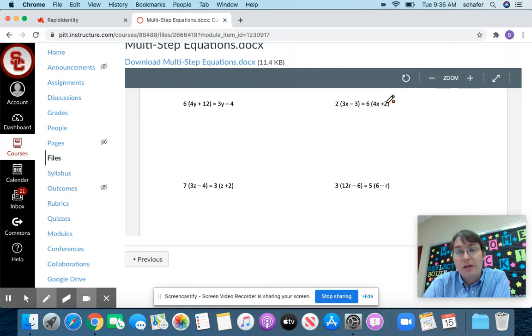What do I mean by this? Well, what I mean is that when you see the 2 outside, I'm multiplying everything in the parentheses by the 2. What is 2 times 3x? It's going to be 6x. What is 2 times -3? -6. It's going to equal, same thing on this side. What's 6 times 4? Let me see, 6 times 2 equals 12. And so 24x.